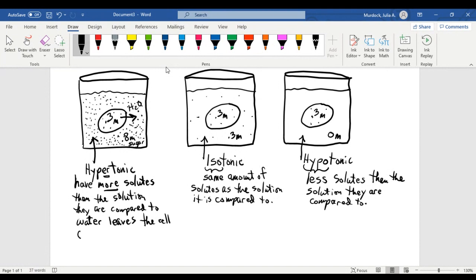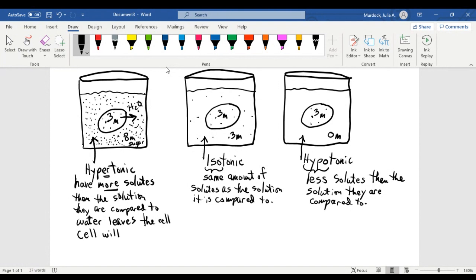Anybody, put it in the chat or raise a hand. Cell will, how would you describe that? See what they say. Waiting, guys. Waiting. It's all right. Cell will, what will happen to the cell physically? What will it start to look like? Think about it. The water leaves. Somebody? Come on. That would be a good description.